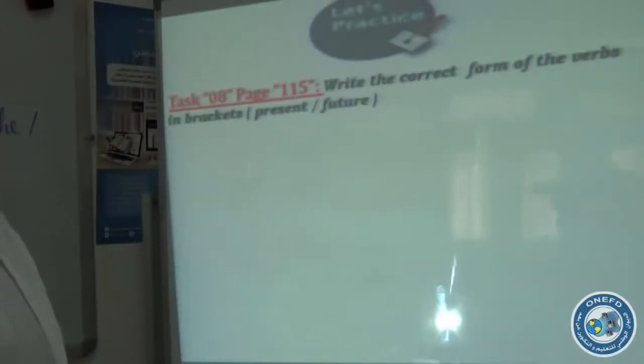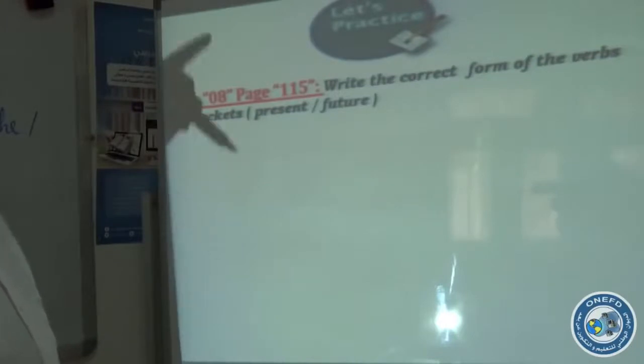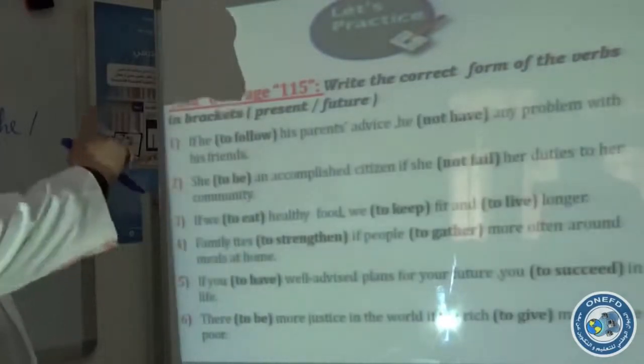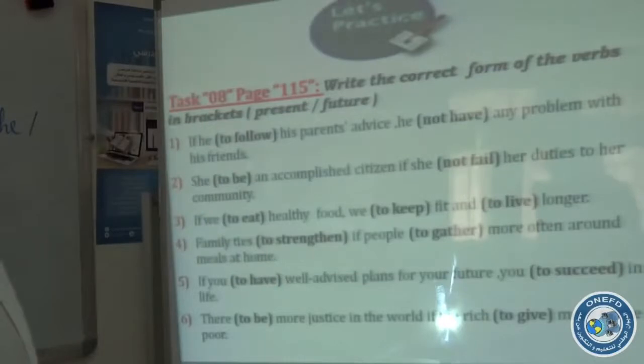You have task 8 at page 150. Now, write the correct form of the verbs in brackets. We are going to write them either in the present simple or in the future simple. Now we have a set of sentences.